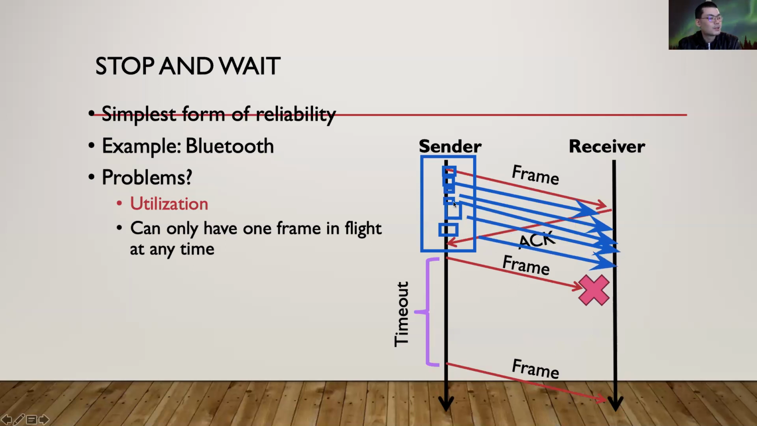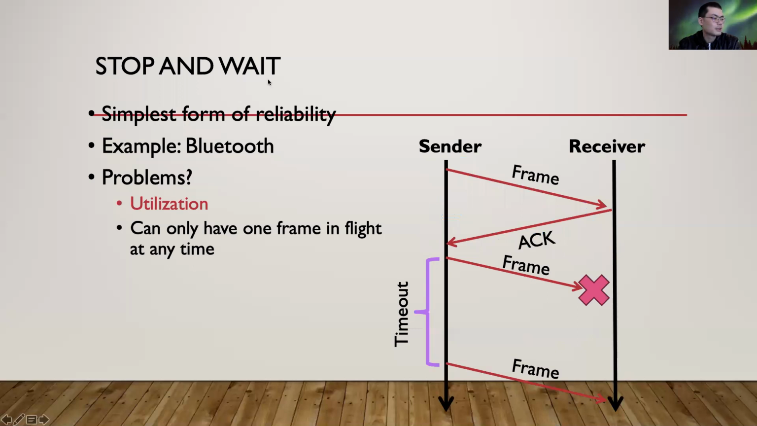But unfortunately, because we only send one and then wait for the acknowledgement, the bandwidth for the others is kind of wasted. It's idle. So this is the problem that we are facing with the stop and wait scheme.